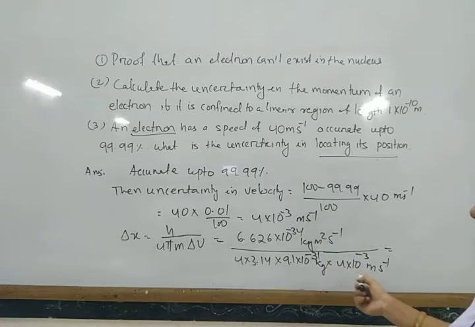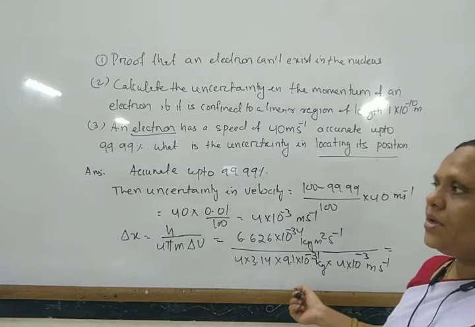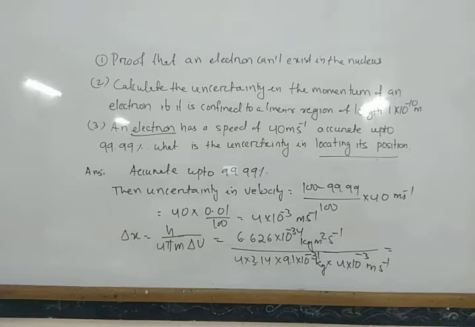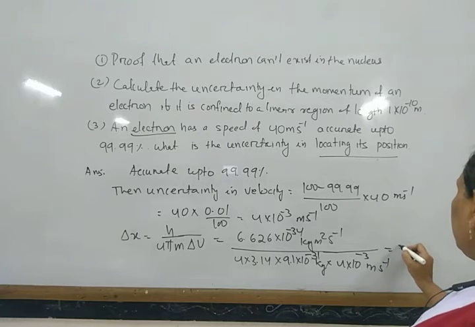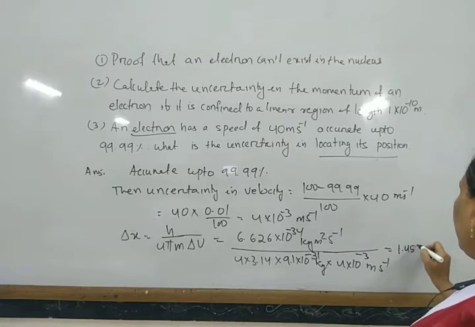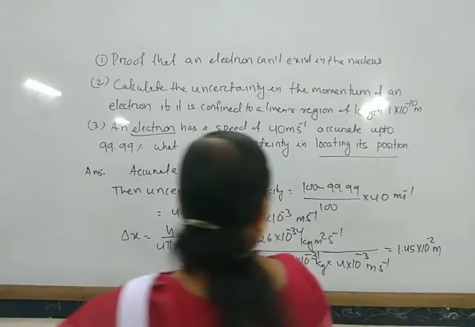So what is this value? Calculate all these and you can find out this value equal to 1.45 into 10 to the power minus 2 meter.